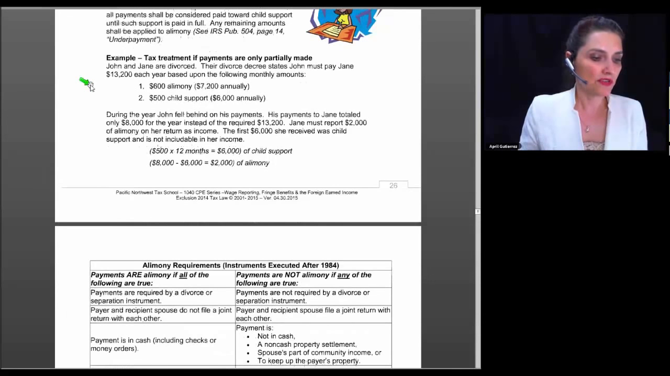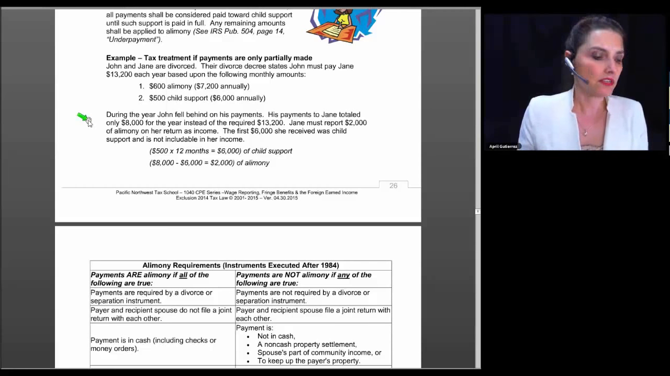John and Jane are divorced. Their divorce decree states that John must pay Jane $13,200 each year based on the following monthly amounts: $600 alimony and $500 child support. During the year, John falls behind on his payments, and his payments to Jane totaled only $8,000 for the year, instead of the required $13,200.